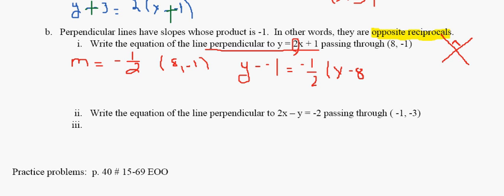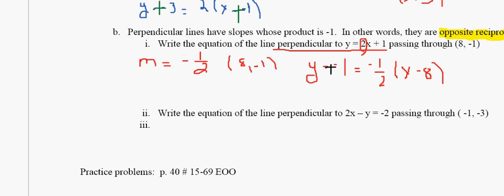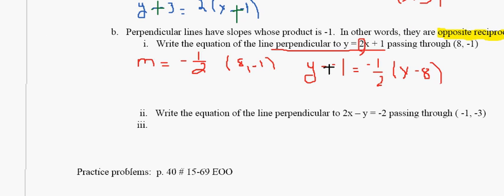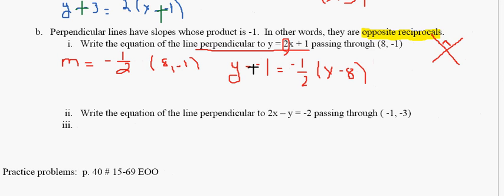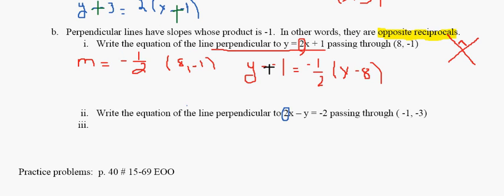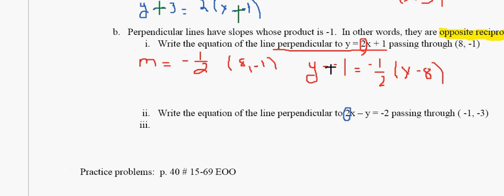So my equation would be y minus -1 equals -1/2 times x minus 8. Okay, and then I'm just going to change my minus to be a plus, and there you have the equation.